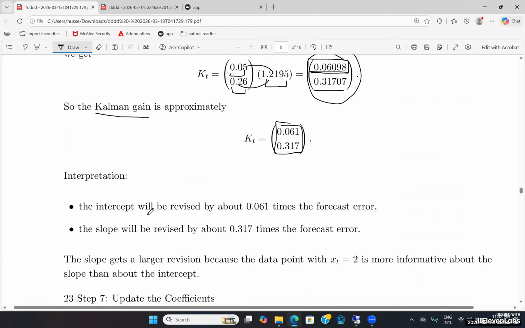So once more, the intercept will be adjusted by approximately 0.06 times the forecast error, and the slope will be adjusted by approximately 0.317 times the forecast error. So this is the Kalman gain. Regardless of what you have, whether it's positive or negative, if the error is positive, the adjustment will move upward since you multiply by a positive value. If the error that we are observing is found to be negative, you will then be multiplying by a negative number, and this means you will adjust the current estimates downward.